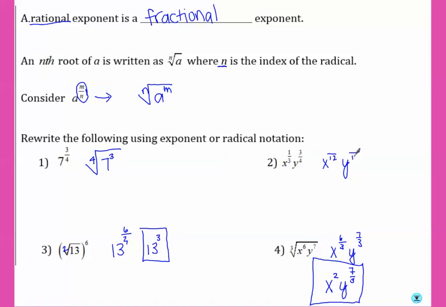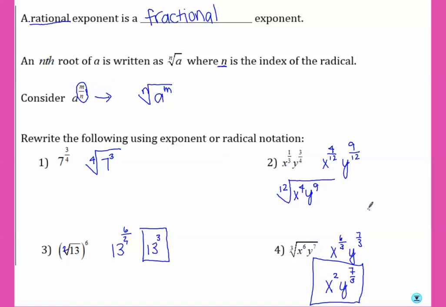That would be 12. 3 times 4 gives us 12, so we do 1 times 4 to get x to the 4 over 12. 4 times 3 gives us 12, so 3 times 3 gives us y to the 9/12. Now that they have the same denominator, we can rewrite this as the 12th root of x to the 4th, y to the 9th.